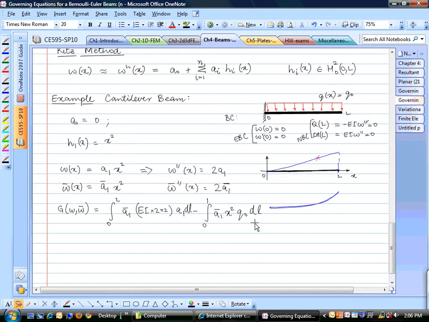So this is the weak form that we have. Now, if we just integrate it out, let's see what we get. We get 4EI, and there is an A1 bar sitting out there, 4EI L. This is the stiffness matrix, 4EI L, and my unknown vector is A1, simply A1. There's just one unknown, and minus integral 0 to L of x squared, that is going to give me L cubed over 3 times Q naught. This is my equation that needs to be satisfied for all A1 bar.